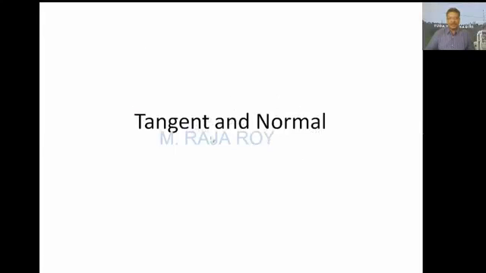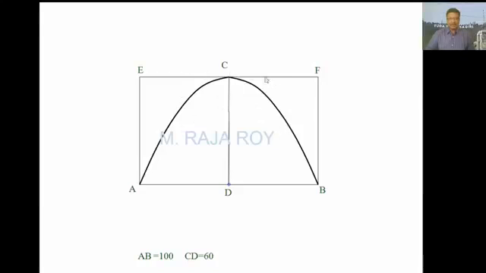Now how to draw the tangent and normal? So assume that this is the parabola. Now I want to draw the tangent and normal at this particular point P. Then from this point P, draw a perpendicular line onto this CD like this. This particular point you call as K.